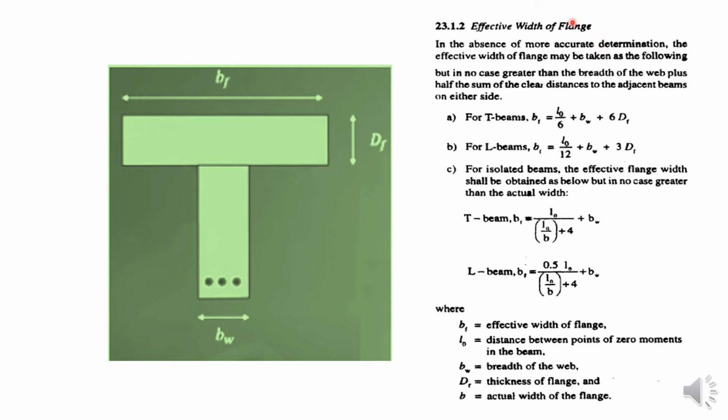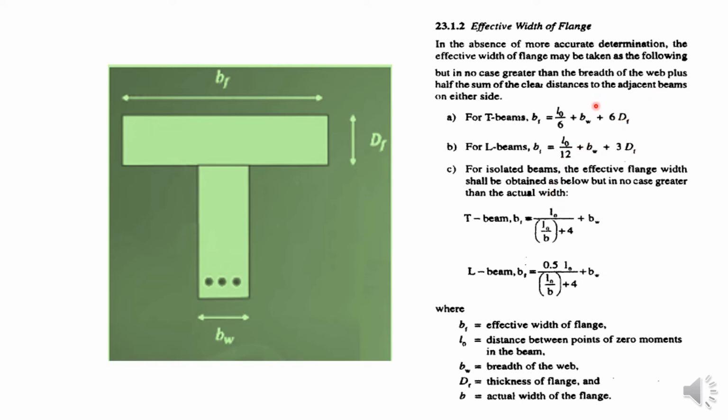Clause 23.1.2 gives the effective width of the flange. Normally, in bending, the entire flange does not take part; only some portion takes care of the bending moment. This is clearly given in 23.1.2. In the absence of more accurate determination, the effective width of the flange may be taken as the following, but in no case greater than the breadth of the web plus half the sum of the clear distances to the adjacent beam on either side.